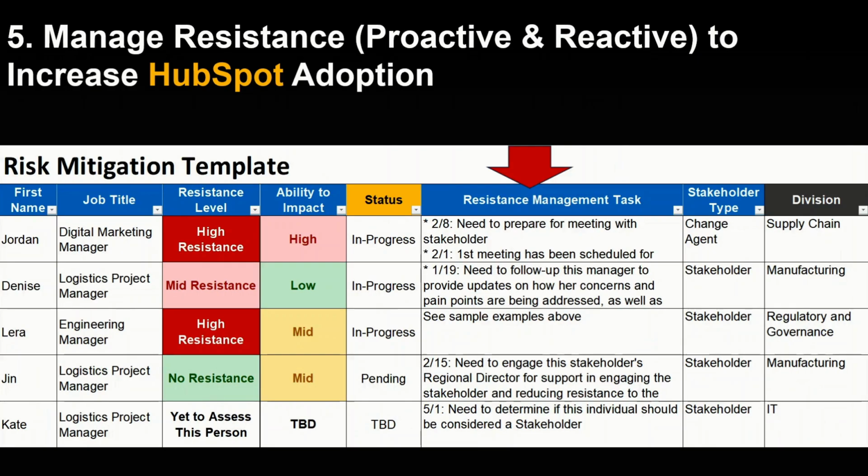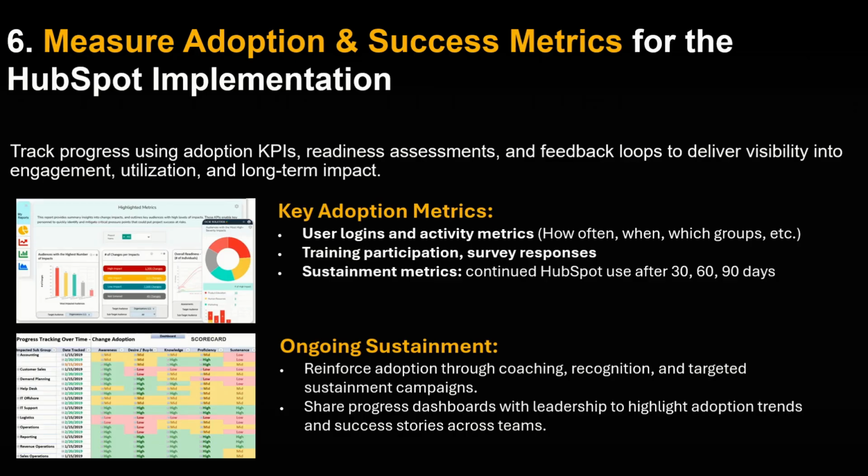In addition, you want to ensure you manage resistance proactively and reactively. Okay? And then you want to track change adoption metrics, like how many people are completing training and what kind of feedback you are getting. Most importantly, you want to access the HubSpot reporting dashboard to track how many people are logging in, what people are using, which objects within HubSpot they are going to, and how often they are going there.